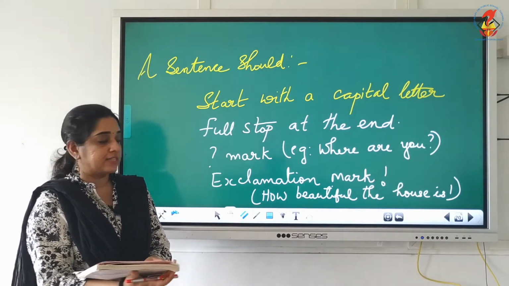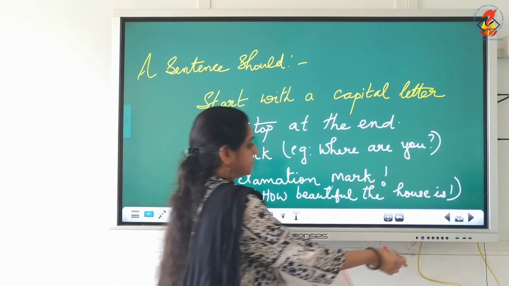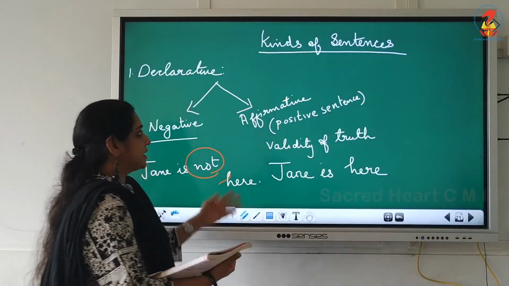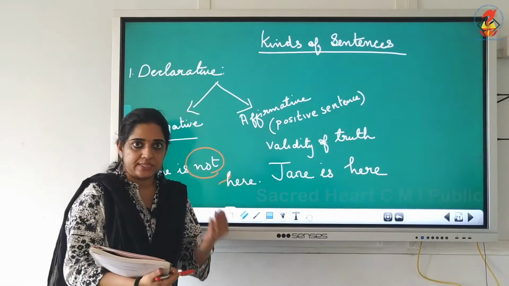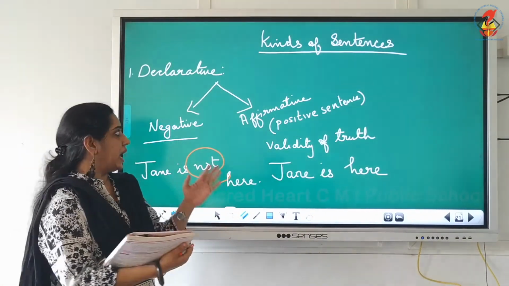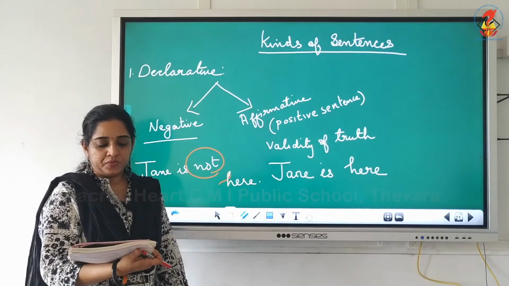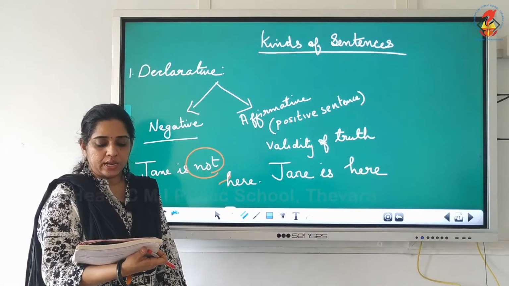The first one has been done for you. What is an affirmative sentence? An affirmative sentence means a sentence which has a validity of truth. It's more strong, and negative means there will be no or not in a sentence. The first one is done here: negative.